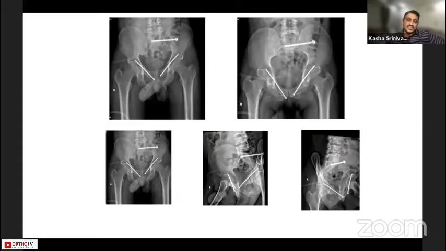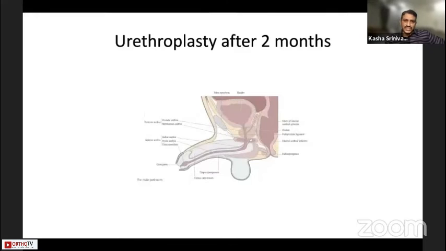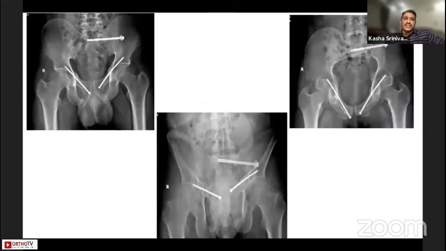So this is where I had to use two 3.5 mm screws for anterior ring fixation through retrograde percutaneous screw with a small incision, and posterior SI joint screw. Urethroplasty was done after 2 months, and that is after 6 months of outcome. You can see the healing of the pubic rami.